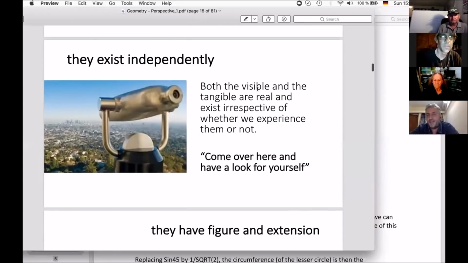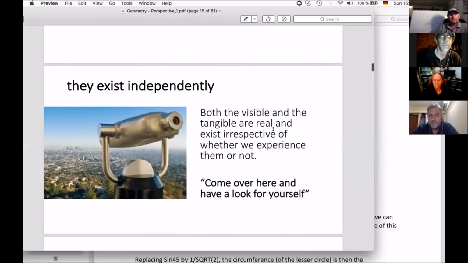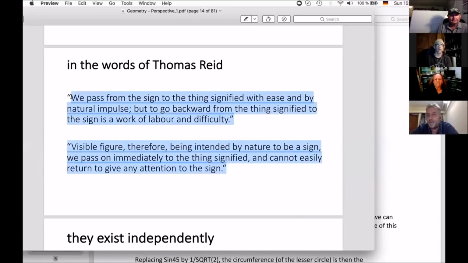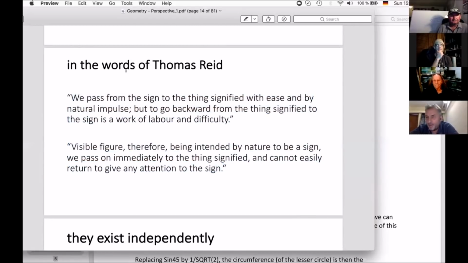Now there's a big question about how the visibles and tangibles actually relate to each other. These are the words of Thomas Reid, as you probably heard me say in the introduction: we pass from the sign to the thing signified with ease and by natural impulse, but to go backward from the thing signified to the sign is a work of labor and difficulty. Visible figure being intended by nature to be a sign, we pass on immediately to the thing signified and cannot easily return to give any attention to the sign. This is from his famous book, Inquiry into the Human Mind on the Principles of Common Sense. If you ask me, the best book ever written.